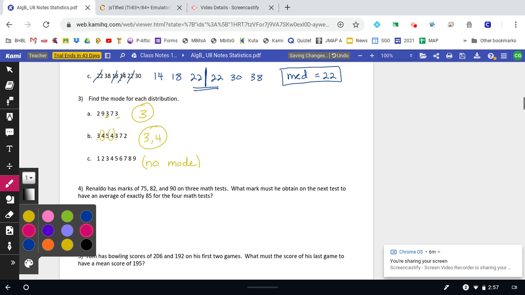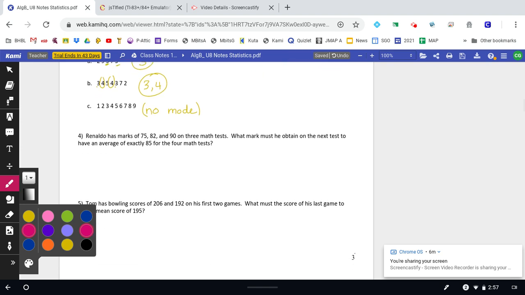Okay. All right. So let's see. Number 4. Ronaldo has marks of 75, 82, and 90 on 3 math tests. What mark must he obtain on the next to have an average of exactly 85 for 4 math tests? So now we have an unknown. When we have an unknown, let's put a variable in there. So let x equal his test score.